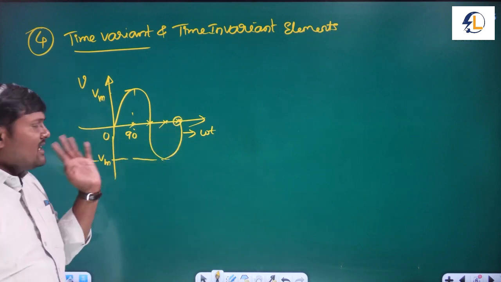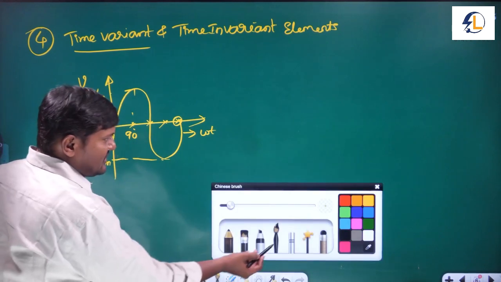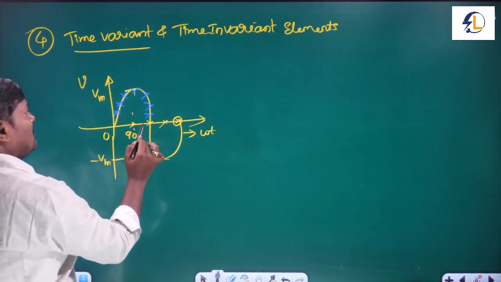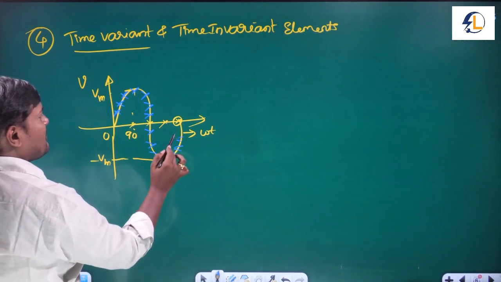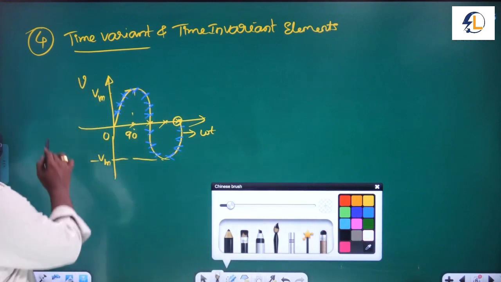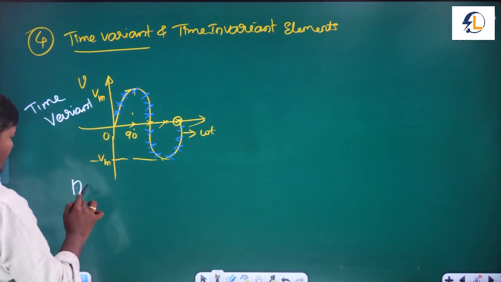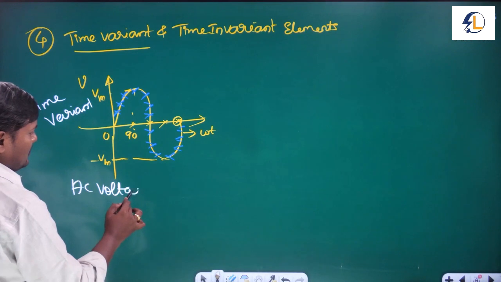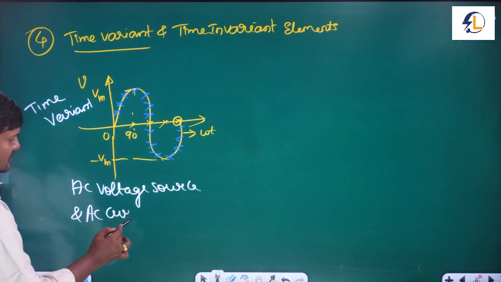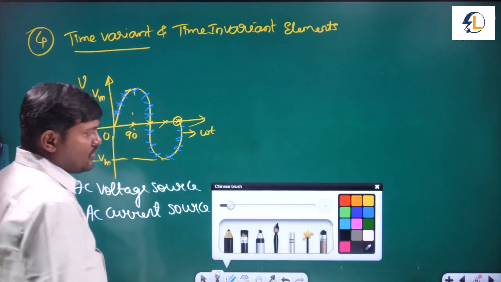See, at different values of the time period, the magnitude value will change, the amplitude value will change here. As the time progresses, the amplitude or magnitude value will change. So that's why it is called a time variant element. The best example is AC sources, that is AC voltage source and AC current source.